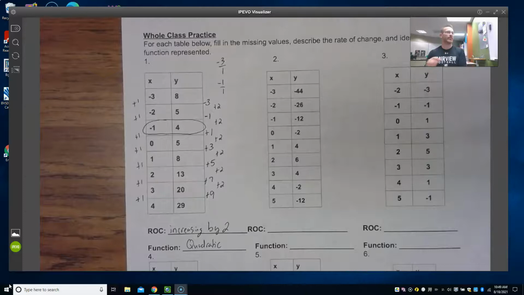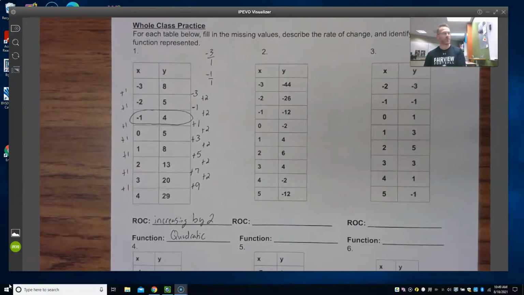Let's do one more together. All right, so let's look at number 2 here. So once again, I want you to scan it, pause the video, scan this table and see if you can find a turning point and circle it or highlight it. Okay, hopefully you did that.